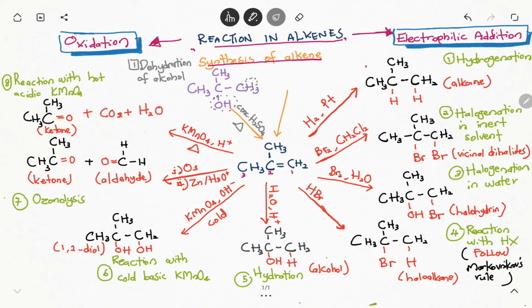So the product is 2-methylpropene. And the second reaction is dehydrohalogenation of haloalkane, where we can synthesize alkene from haloalkane. So when the elimination reaction occurs, one bromine atom and one hydrogen atom from adjacent carbons are removed to form a carbon-carbon double bond. So the product here is 2-methylpropene.